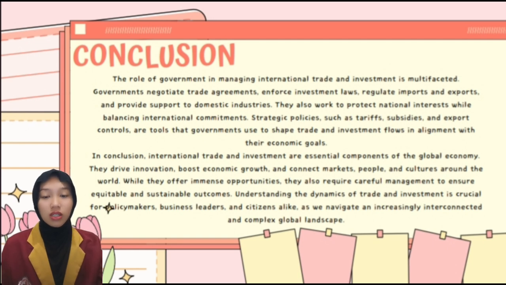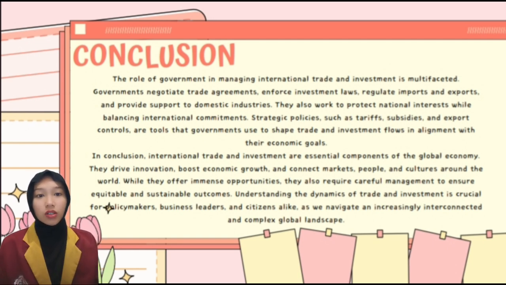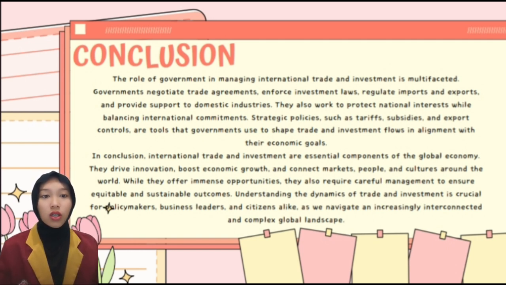dependencies on distant suppliers. International trade and investment also intersect with the Sustainable Development Goals. Trade can help reduce poverty by opening new markets for developing countries and increasing income opportunities. However, it must be accompanied by social and environmental safeguards to ensure that growth is inclusive and sustainable. Similarly, investment should promote responsible business practices, environmental stewardship, and respect for human rights.